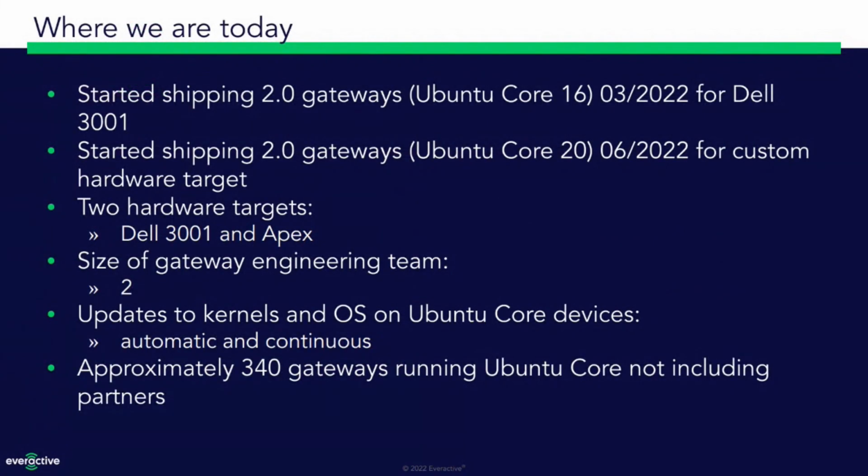And so where are we at today? Yeah, so we're currently shipping in production Ubuntu Core on both devices, the Dell 3001 and the Apex device. Our team is unfortunately back down to 2. However, we do have a dedicated network operations engineer who is fantastic. So he's responsible for managing the health of our fleet. He uses the device management service all the time. And we have approximately 340 gateways, not including partner gateways, running Ubuntu Core.